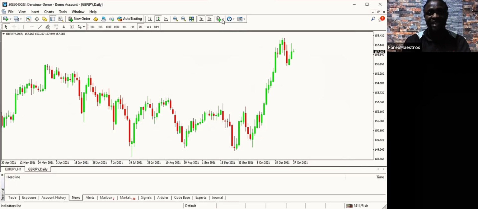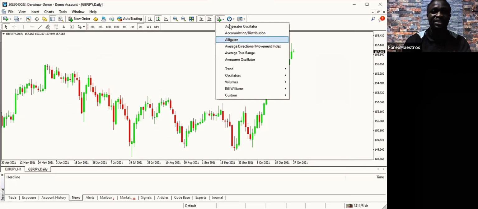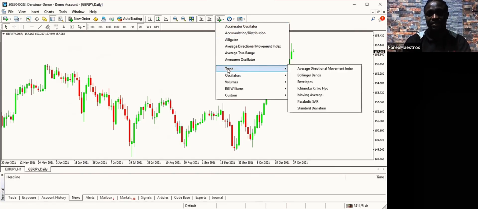Okay, so if I click on my indicator list, there are different indicators. If you come to trend, you'll see what we have under trend: the average directional movement index, the Bollinger Bands, the envelopes, the Ichimoku Kinko Hyo, the moving average, the parabolic SAR, the standard deviation. You look for moving average. We use the moving average. You will learn more about the moving average.